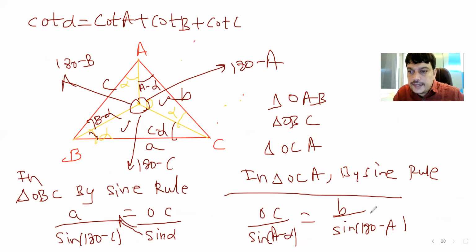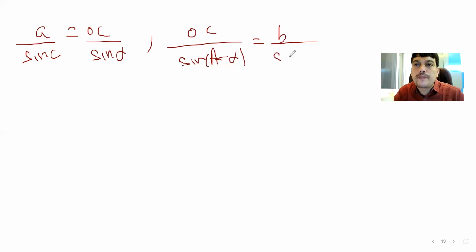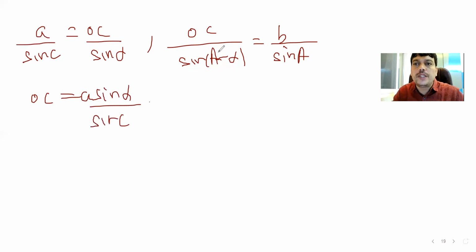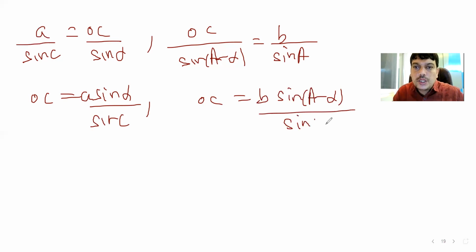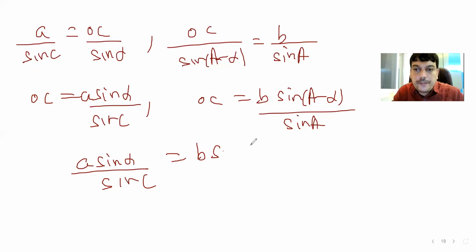సో రైట్ హ్యాండ్ సైడ్ ఏంటి దీనికి B by sin of 180 minus A, sin A రాయొచ్చు కాబట్టి B by sin A రాయొచ్చు. సో దీంట్లో మనకి OC కనుక్కుంటే A sin alpha by sin C వస్తుంది. అలాగే ఇందులో OC కనుక్కుంటే B times sin of A minus alpha divided by sin A. సో ఈ రెండిట్లో OC ఎలిమినేట్ చేయాలి. లెఫ్ట్ హ్యాండ్ సైడ్ సేమ్ కాబట్టి రైట్ హ్యాండ్ సైడ్ ఈక్వేట్ చేయొచ్చు. సో A sin alpha by sin C we can equate with B sin A minus alpha by sin A. This is what we get by equating them.